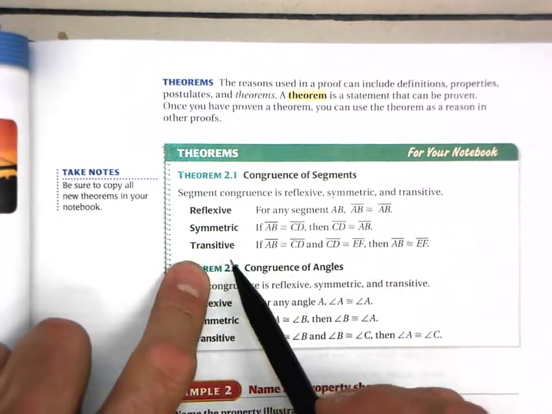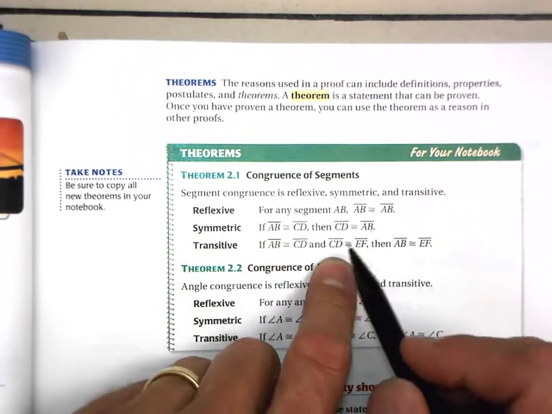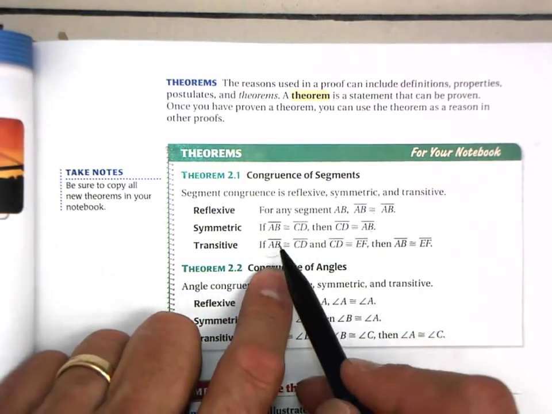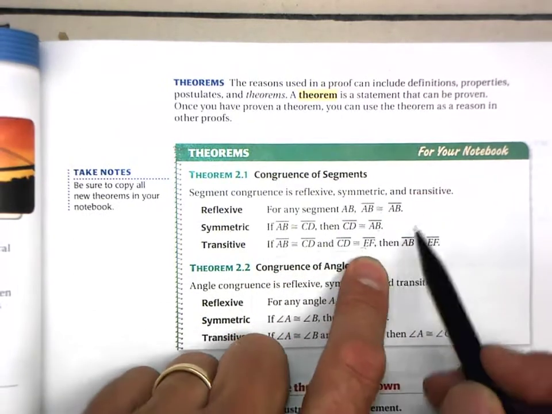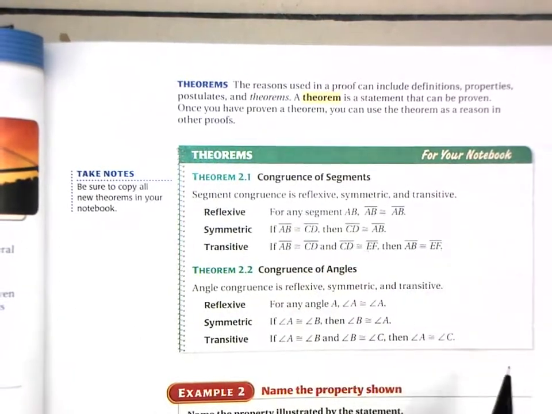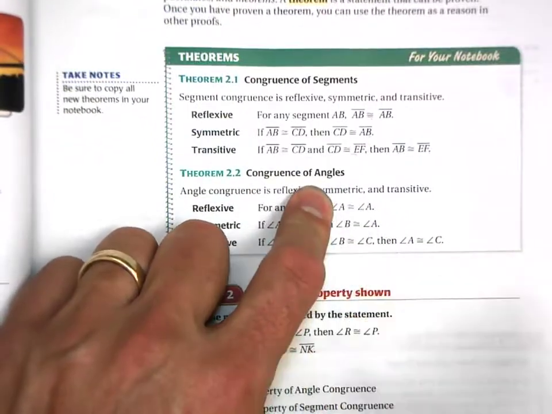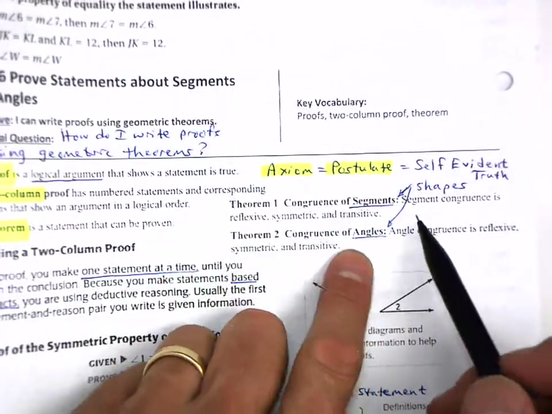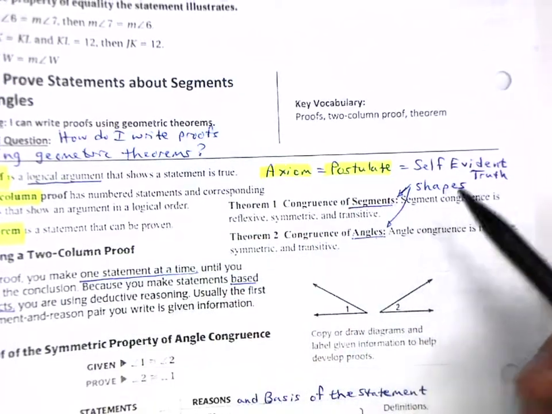And then transitive, if segment AB is congruent to segment CD, and segment CD is congruent to segment EF, we can start at segment AB and transit through segment CD in order to say that segment AB is congruent to segment EF. Okay, so you can do that with shapes, not just segments, but also with angles. In fact, you can do that with triangles, with squares, any shapes, doesn't matter. So these are just adding the fact that we can do this with shapes.